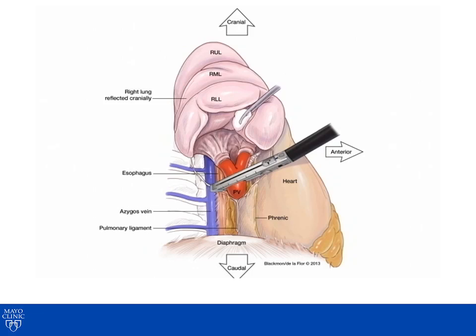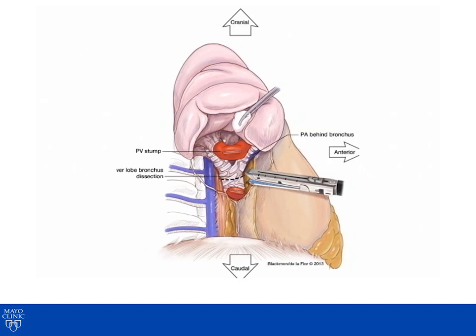This will be the first structure that you encounter as you take down the inferior pulmonary ligament and take the inferior pulmonary ligament lymph nodes. Once the structure has been encircled, stapled, and divided, just behind it, you will begin to see the bronchus.